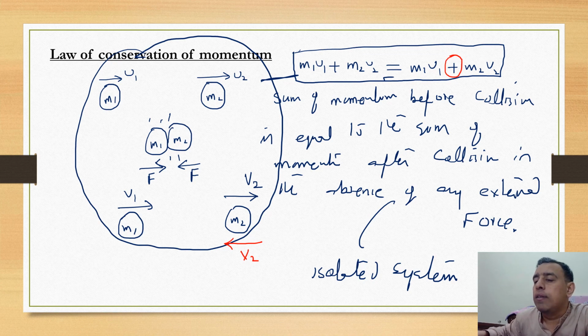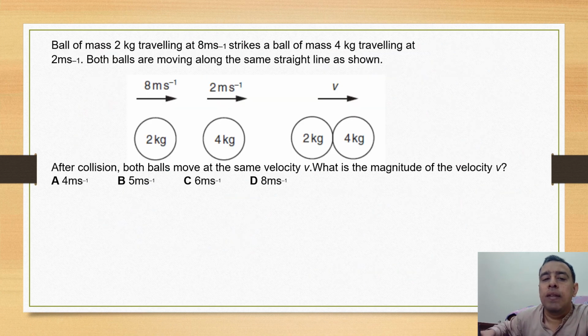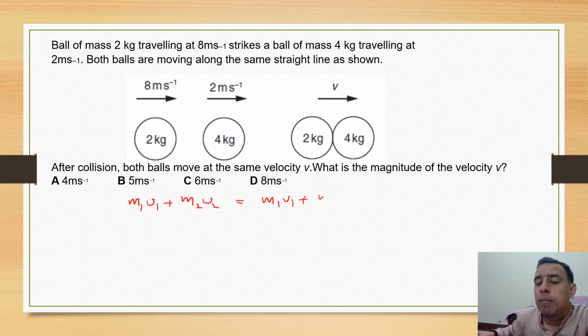Okay, so on the next slide, this is a question. We have these two masses, 2 and 4 kg. They are going to travel with 8 and 2 meters per second velocities, and then they collide with each other and stick together. It means we put the same formula here, that is m1 u1 plus m2 u2 is m1 v1 plus m2 v2. It means these two velocities are the same.